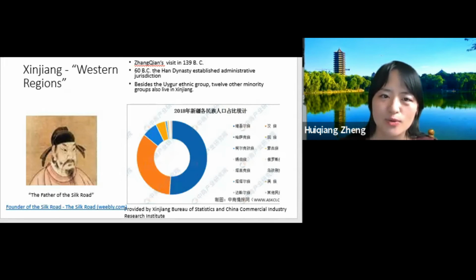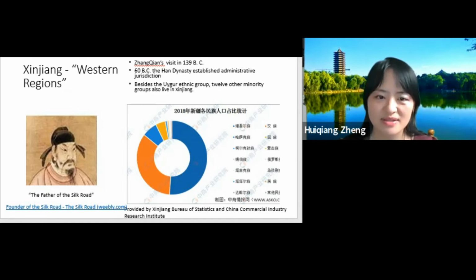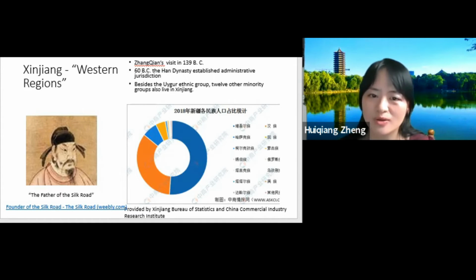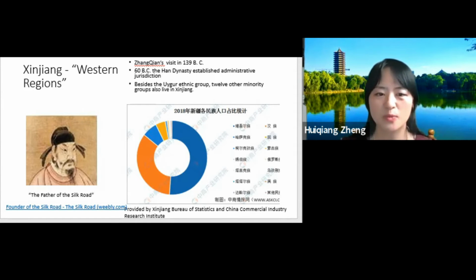And the second one, I'm going to talk about Xinjiang and the dance in Xinjiang. Xinjiang was called the Western regions in ancient times. According to research also done by Wang, contacts between China and the Western regions were strengthened after Zhang Qian's visit in 139 BC. Zhang Qian at that time was sent by the emperor to form an alliance with Western people to stop the northern enemy.